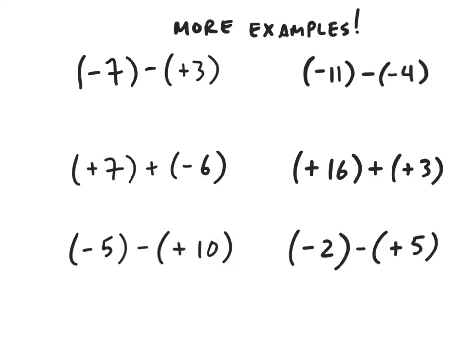Okay, I just wanted to do a few more examples here. Top one here, -7, she took away heat. If she takes away heat from this original temperature, that means it went down 3 degrees. So our answer here is going to be -10. Okay, next one across. -11, she took away coldness. So if she takes away coldness, it warms up. So if it started at -11 and it warmed up 4 degrees, it's now at -7.